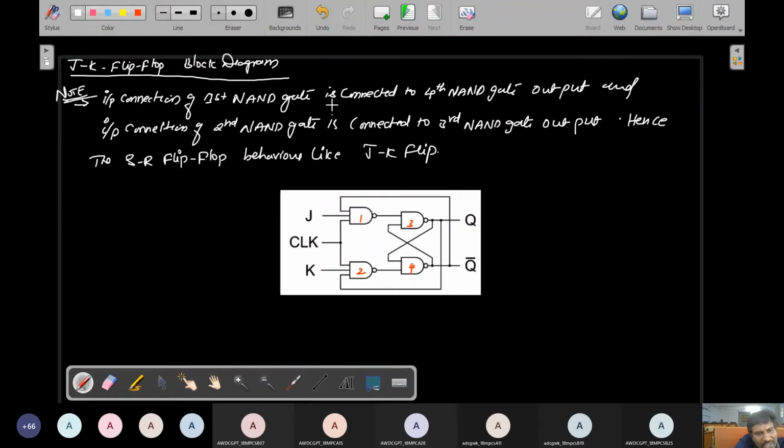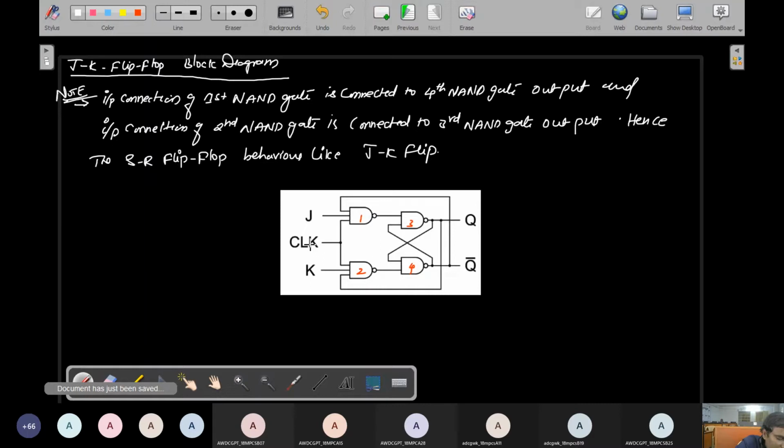But it eliminates the indeterminate condition, but there is one more problem that we identify in this situation. That problem is nothing but the race around condition. It is continuously toggling. Okay, I'll explain what the toggling condition is. Right now I'll explain the operation of the JK flip-flop, and after that I'll move to the race around condition. What is the race around condition?